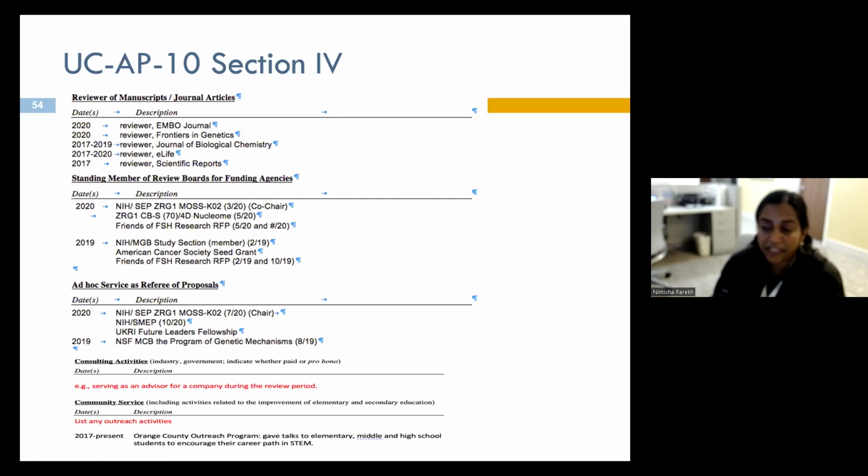If you're doing any community service or outreach, so let's say a lot of departments and programs are doing a lot of pathway programs for high school students, and you are going to talk at the high school about careers in medicine, this is the area you would include it in. And it could include high school, elementary school, secondary education.